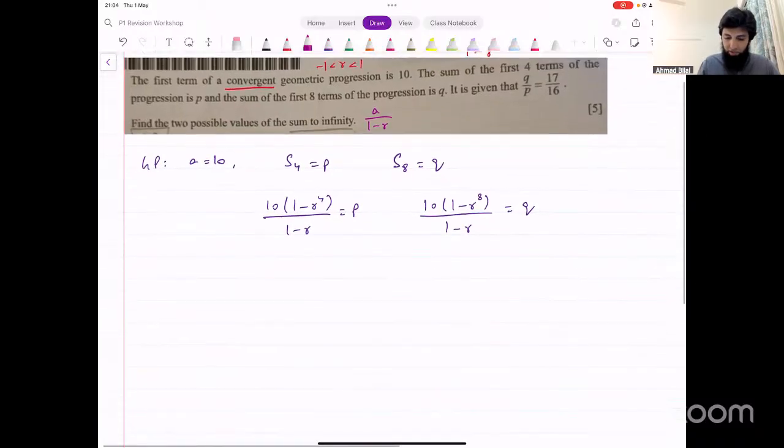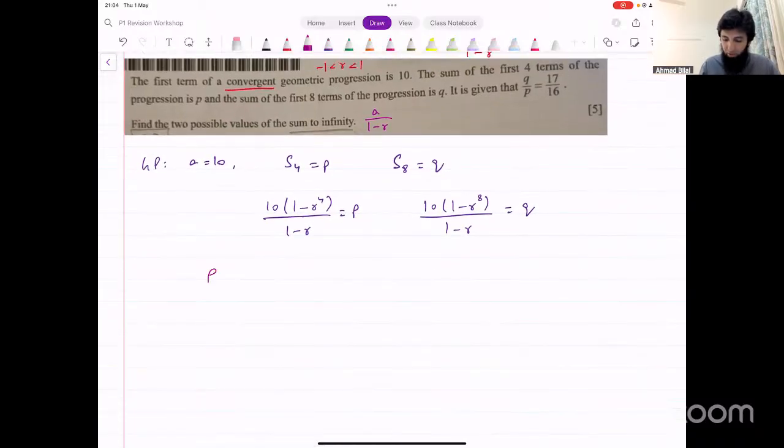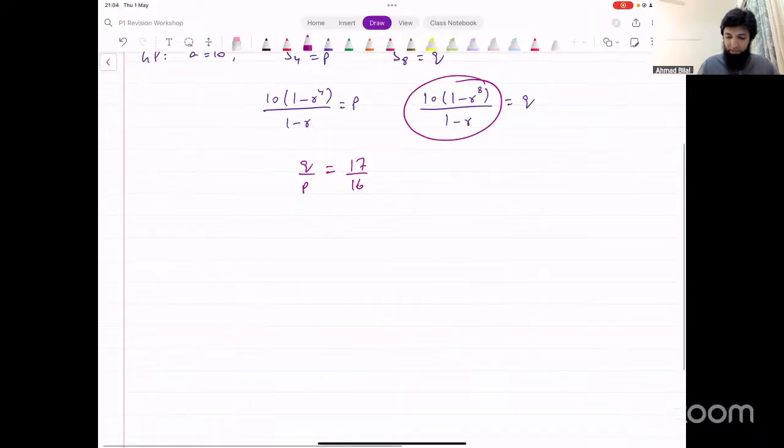So we are given that p over q is equal to q over p is 17 over 16. So now we know that p is equal to this and q is equal to this, right? So we could use that. We could say q over p, as given in the question, that should equal 17 over 16. What's q? Q is this expression.